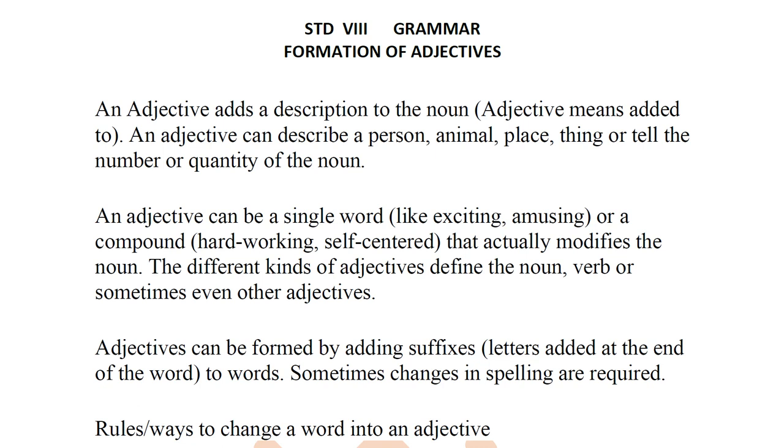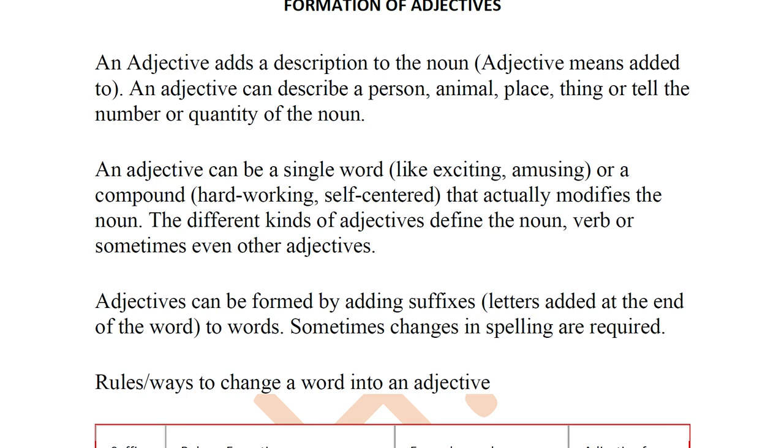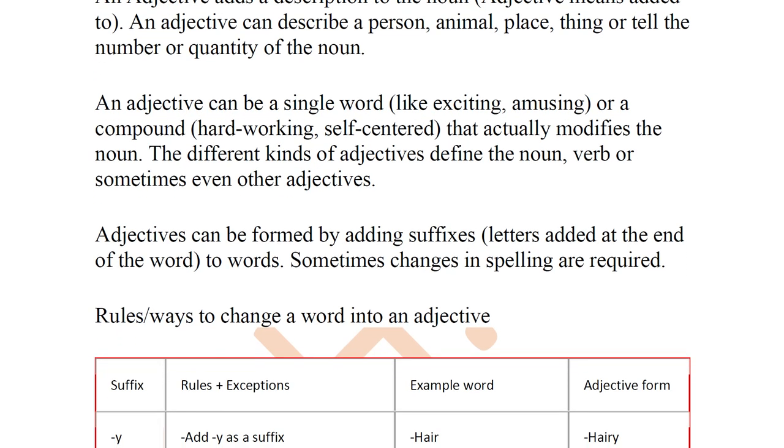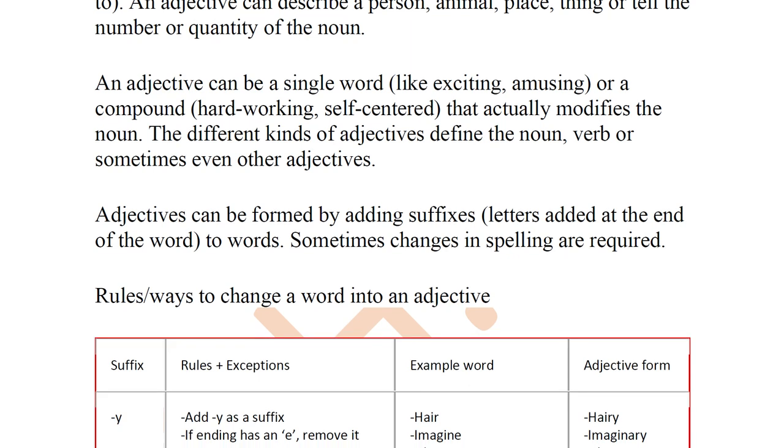Okay? Now let's read. An adjective adds a description to the noun. Adjective means added to. An adjective can describe a person, animal, place, thing, or tell the number or quantity of the noun. So it can describe not only how it looks, not only how many, but it can also tell you about the number, quantity, as well as quality. An adjective can be a single word like exciting, amusing, or a compound word like hardworking or self-centered. So here you're using two hyphenated words to describe something or someone. Clear? That's called a compound word that actually modifies the noun.